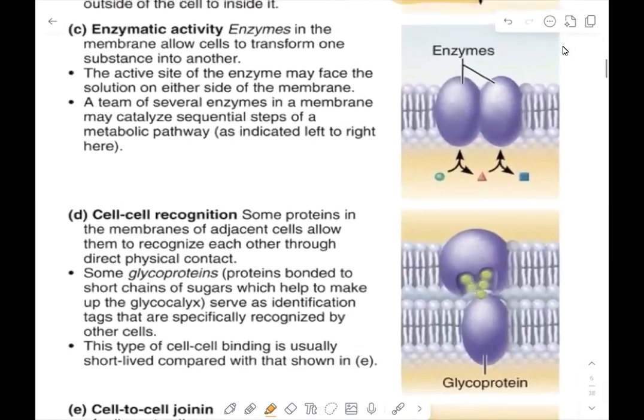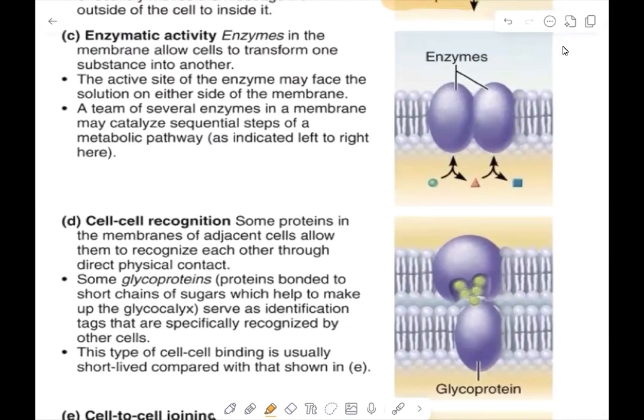The next two examples are shown here. They can act as enzymes. Remember how enzymes are proteins. They lower the activation energy of a chemical reaction, and they can transform one substance into another. So there's an active site of the enzyme that may face the outside of the membrane here, because this is the extracellular fluid and this is the intracellular fluid. So it may be the beginning of a metabolic pathway. And remember, metabolism is the sum of all chemical reactions in the body.